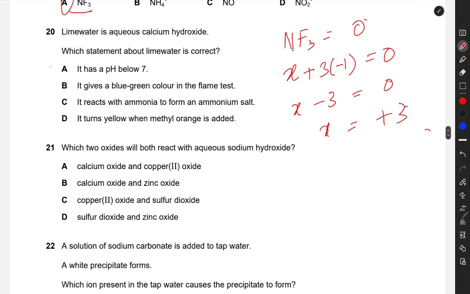Lime water is aqueous calcium hydroxide. Which statement about lime water is correct? It has a pH below 7. No, calcium hydroxide is an alkaline solution, so its pH is above 7, so this is incorrect. It gives a blue green color in the flame test.